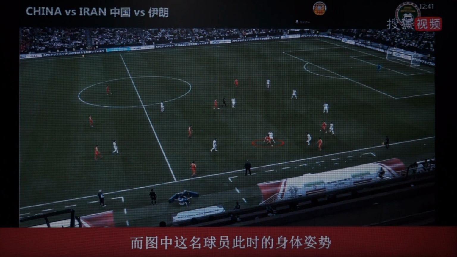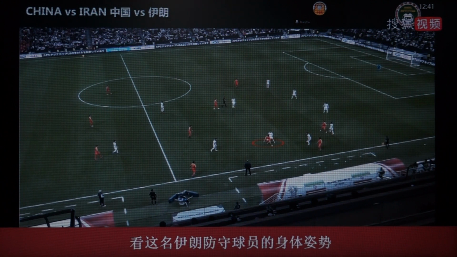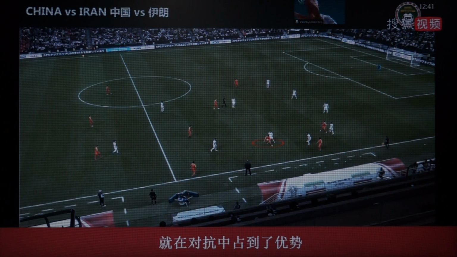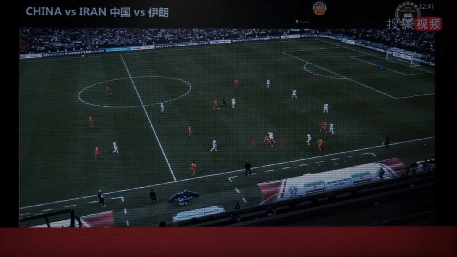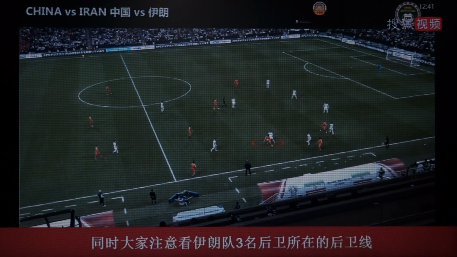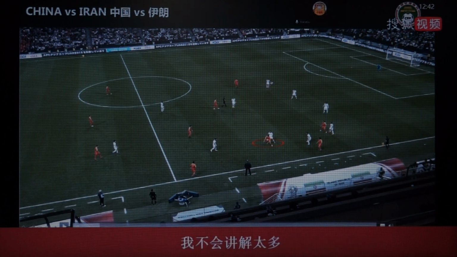But look to the body position. You can never be strong with such a body position. Look to the defender of Iran. With one small push, he takes out his attacker or his opponent. Look to the position of his feet. They are stable. If you want to show with your cursor the defensive line of Iran, the 3 defenders of Iran. Okay, I don't say more, but have a look a little bit later on.